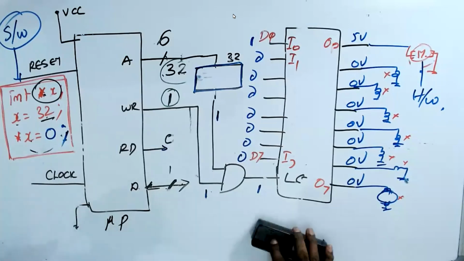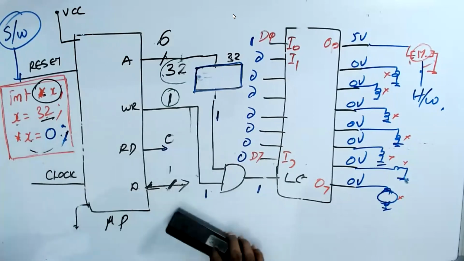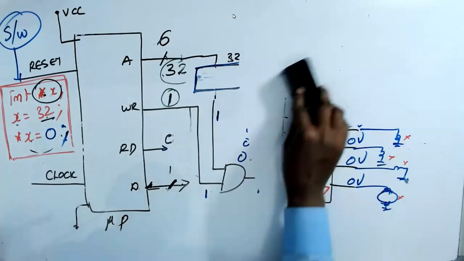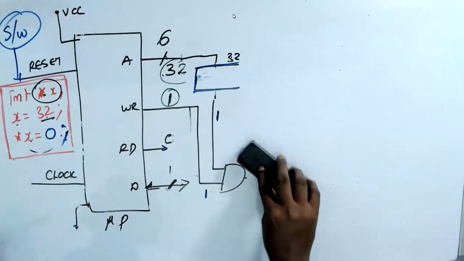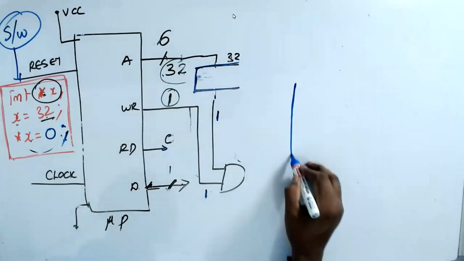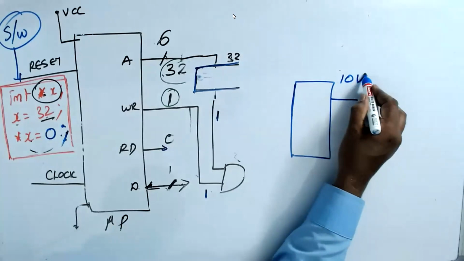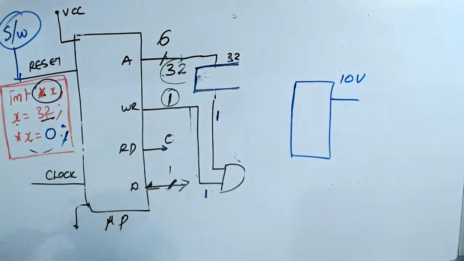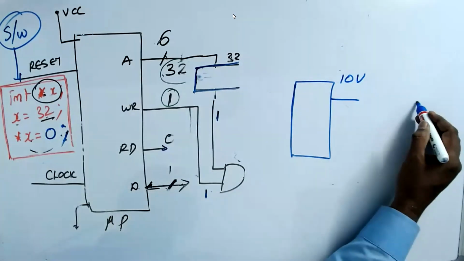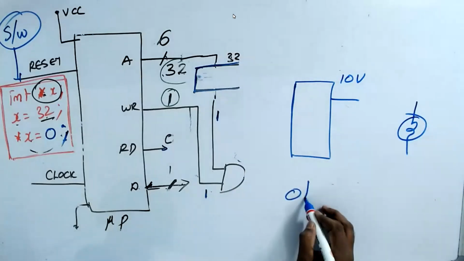Now, let us take a simple case. Let me remove this slide now. We'll draw it later. Think of it. I have a supply of 10 volts. I have a bulb. Please understand, this is electrical. Simple Ohm's law.